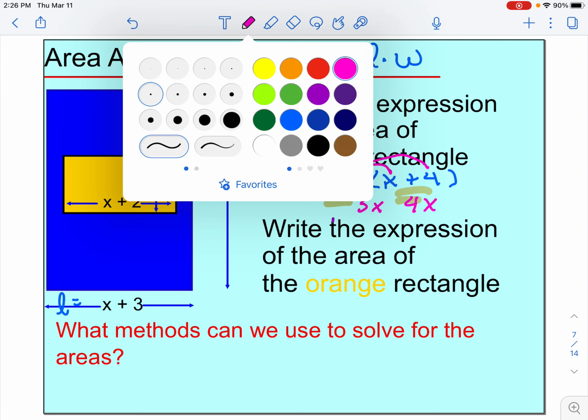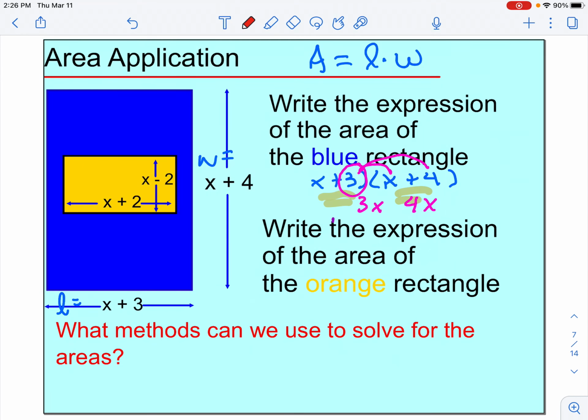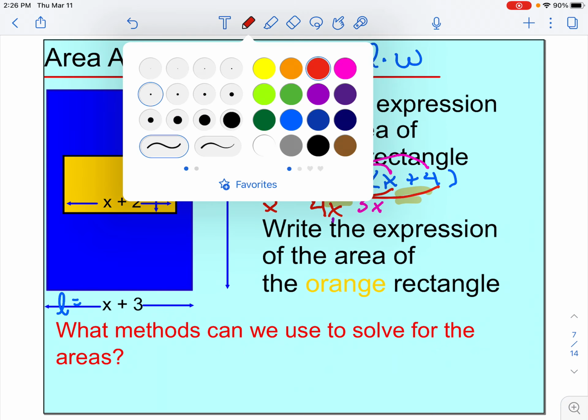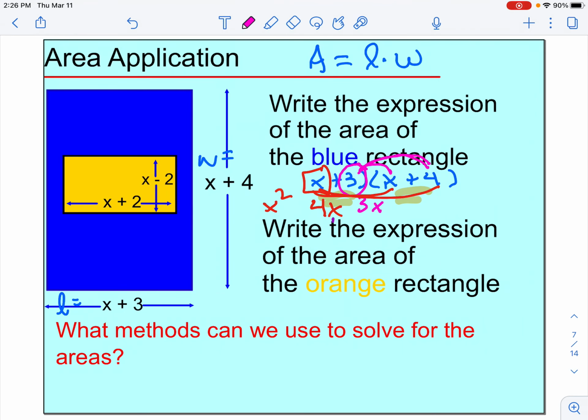Okay, now I'm going to do the same thing in a different color. I'm going to take this x right here and multiply it to the x, which would give me x squared, and I'm going to multiply the x times the 4, which would give me 4x. Now, none of these are negative. Oh, I'm sorry. The 3 times the 4 is actually 12 here. That's my bad. So I'm just going to go back. This was the 3 times the 4, and that was actually 12.